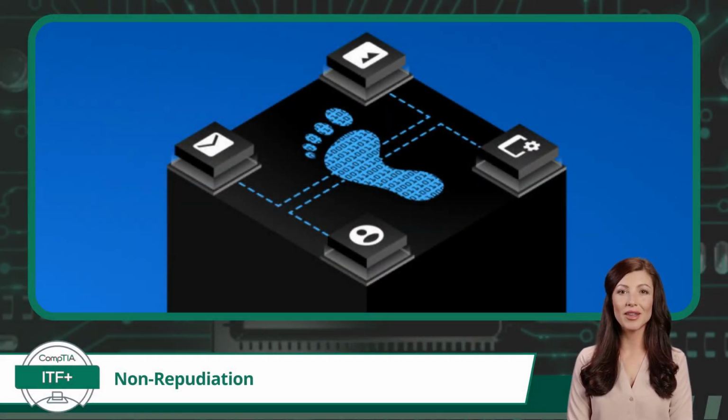But what about accounting? We've previously discussed how accounting in IT is about tracking user activities and system events. Non-repudiation adds a layer of trust to this tracking. It ensures that the recorded logs of actions, whether it's accessing a file or making a transaction, are undeniable. It's the assurance that the digital footprints left behind are genuine and can't be refuted.